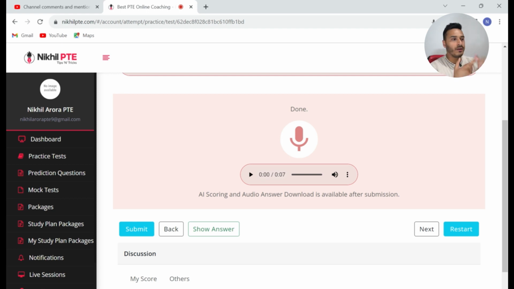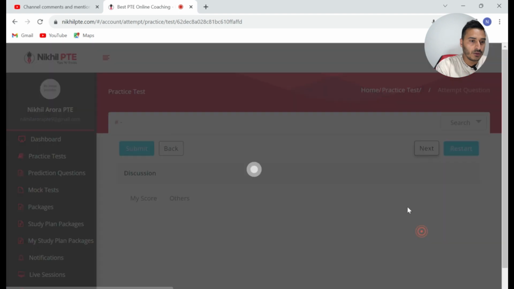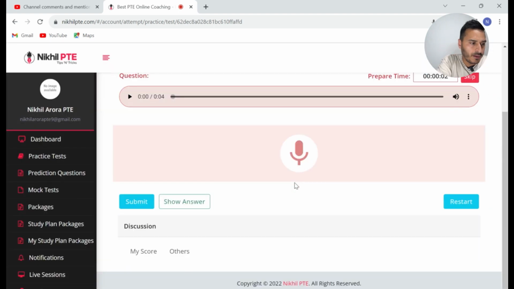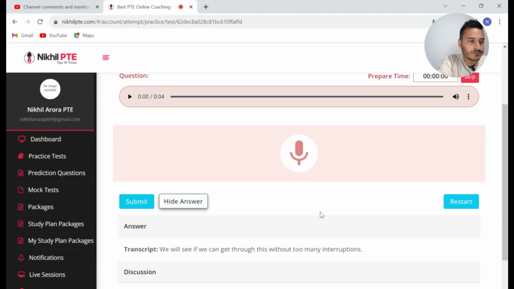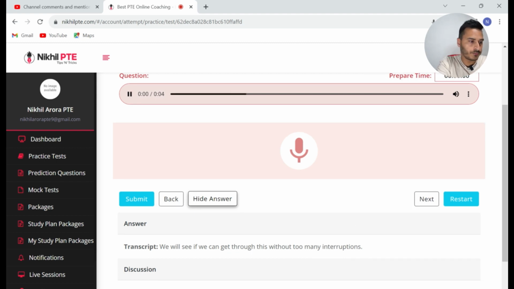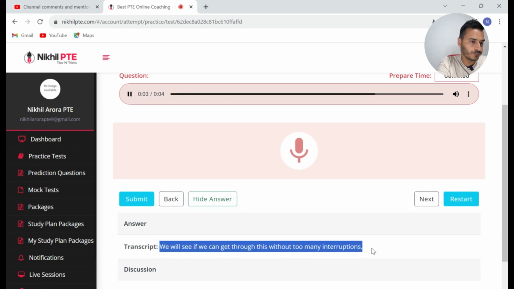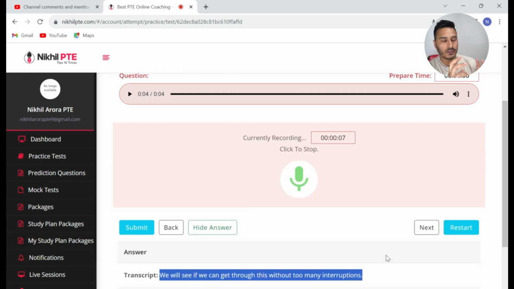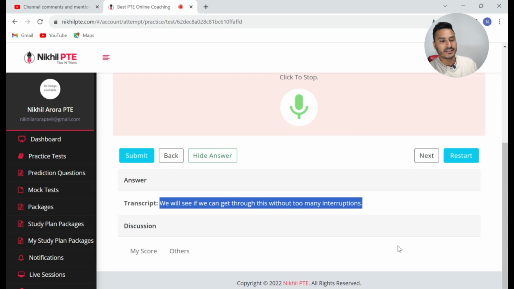Firstly, you have to decide, I have to speak first half or second half, right? Or in total, you have to speak 50 to 60% content if your target is 6 each. Remember one thing, only for 6 each, right? So let's take another example. We will see if we can get through this without too many interruptions. So why am I showing this answer? Because I need to explain.